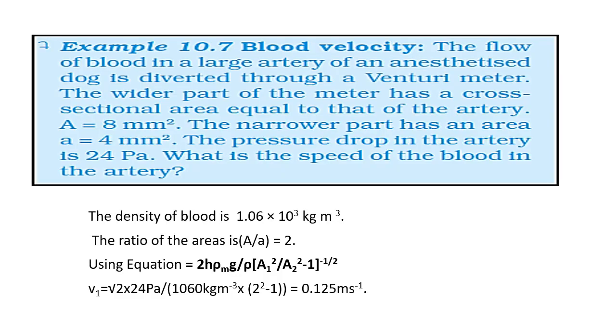Let's solve a numerical problem. Example 10.7 of your NCERT. In this, the flow of blood in a large artery is diverted through a venturimeter. The wider part of the meter has a cross-sectional area equal to that of the artery and equal to 8 mm square, whereas the narrower part has an area of 4 mm square. The pressure drop in the artery is 24 Pascal and you have to find out the speed of the blood in the artery.